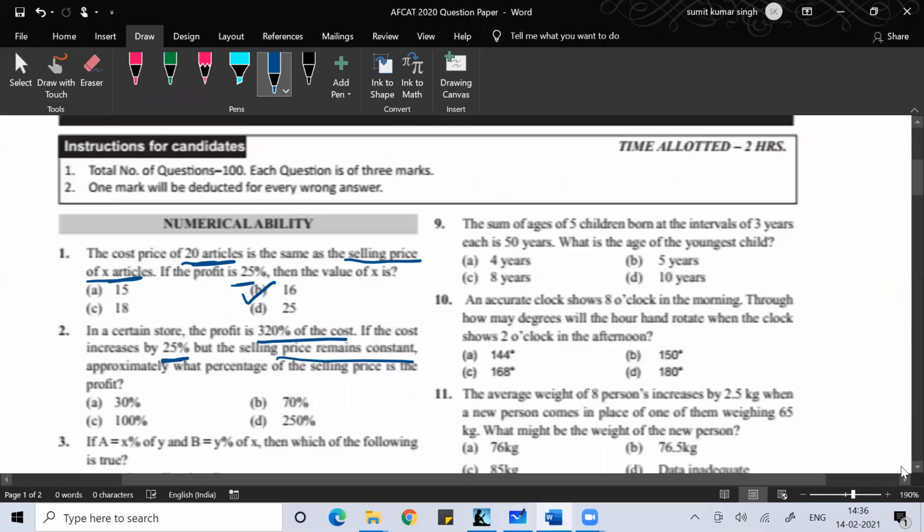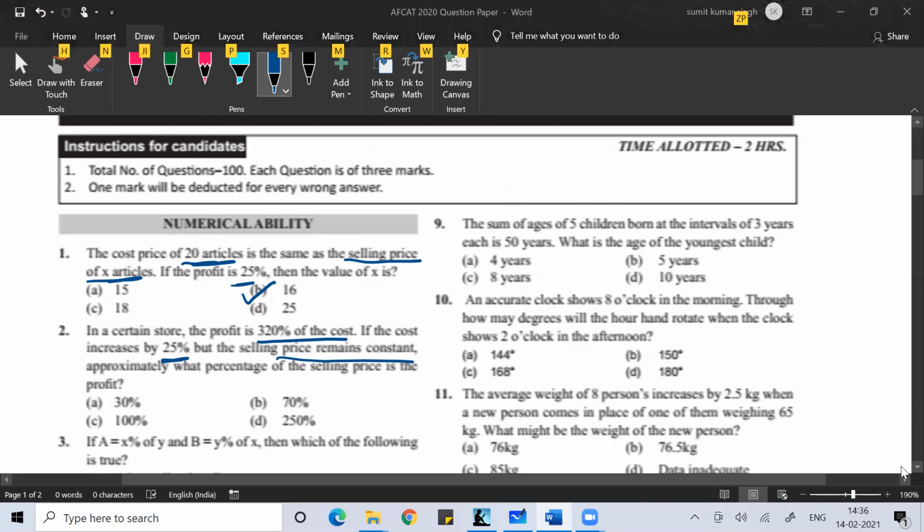One minute. So in a certain store, profit is 320%. The cost price increased by 25%. Selling price remains the same. What percent of selling price is the profit? So what percentage of selling price is the profit?